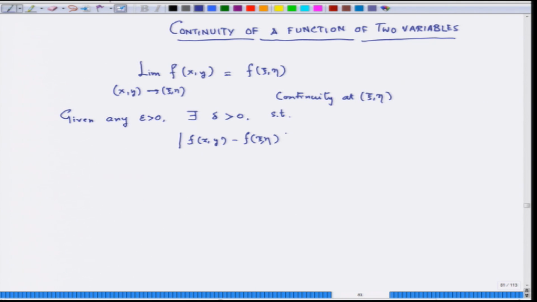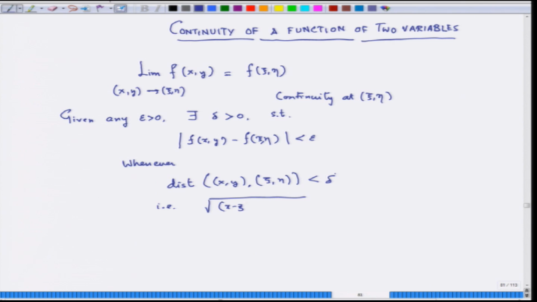So, f x y minus f xi eta is less than epsilon whenever the distance of the point x y from xi eta is strictly less than delta, that is root over x minus xi whole square plus y minus eta whole square is strictly less than delta. That is the meaning of continuity.